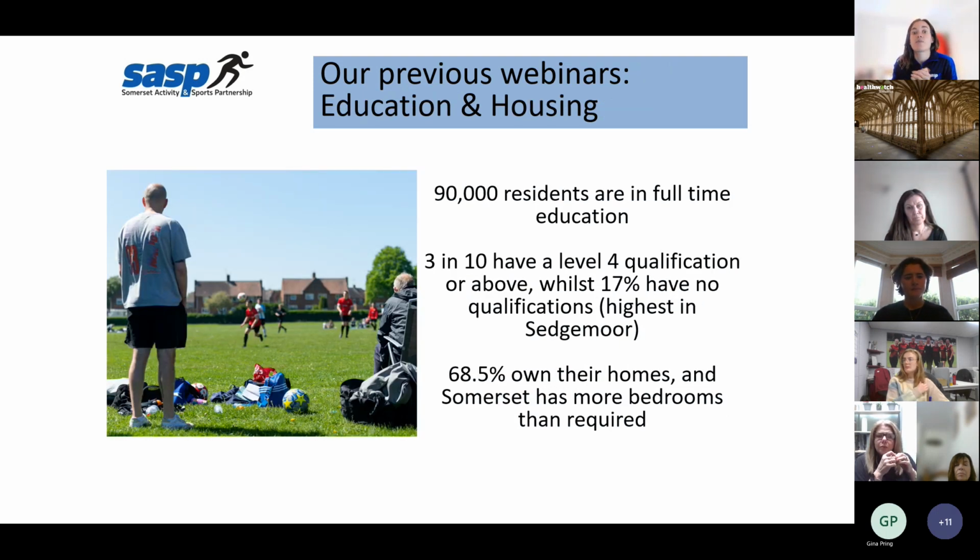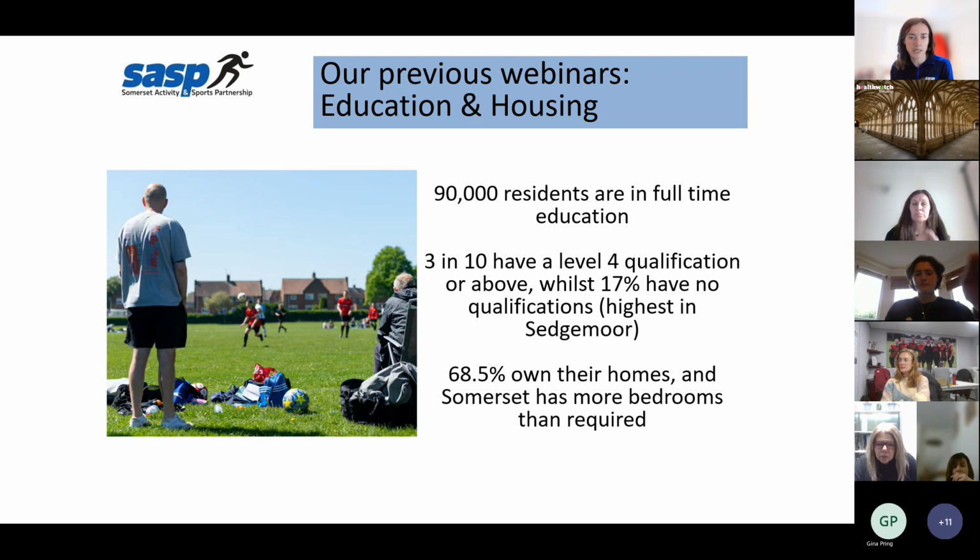And then finally, we looked at education and housing. Around 90,000 residents are in full-time education. 3 in 10 have level 4 qualification or above, while 17% have no qualifications. The highest with no qualifications is Sedgemoor. We also found quite a high proportion of people in Somerset own their own homes, and Somerset tends to have more bedrooms than required. It's a statistic looking at whether there's enough space for the people that live in an area, and it shows that Somerset has bigger houses and bigger households than you would expect.